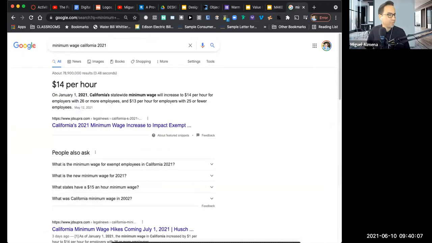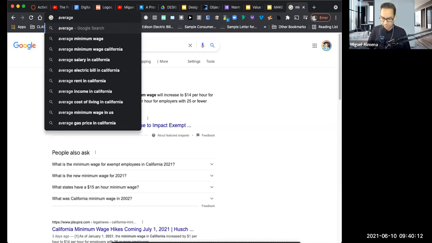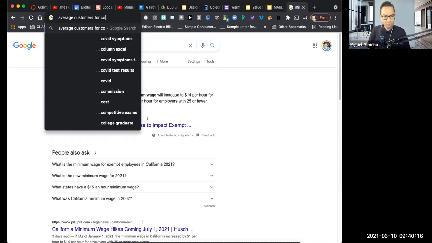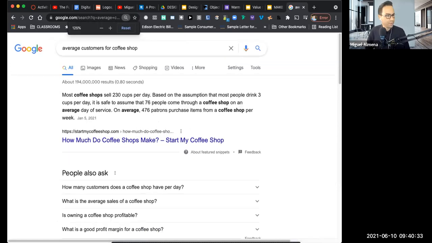So let's take a look. What's the average number of customers for a coffee shop? Oh wow, check this out. How much do coffee shops make? And from startmycoffeeshop.com. Okay, it looks like here, let's zoom in.